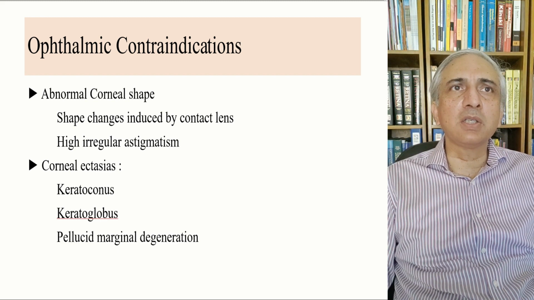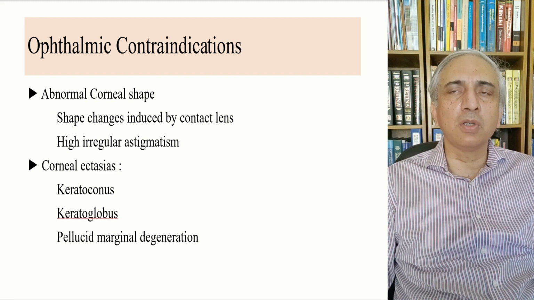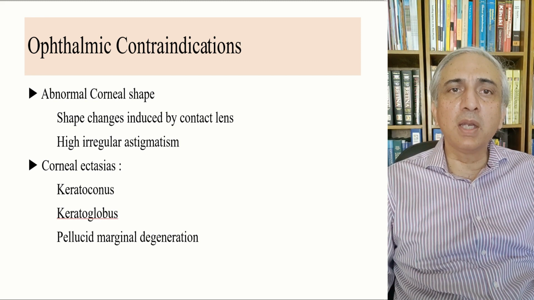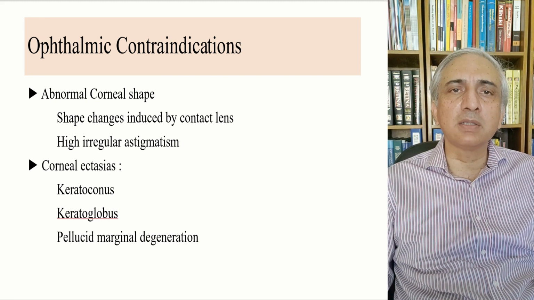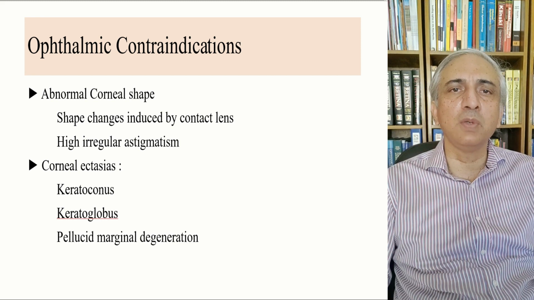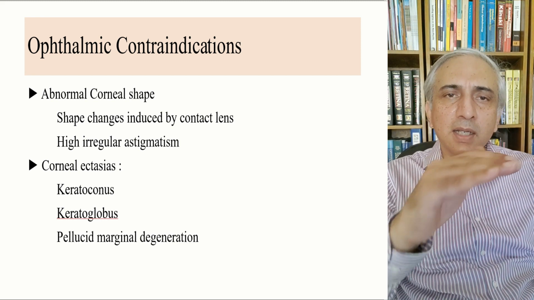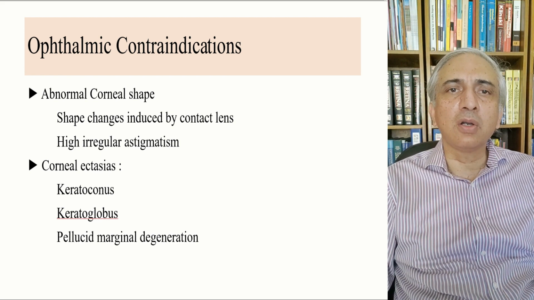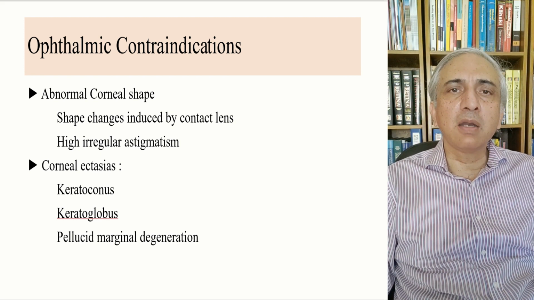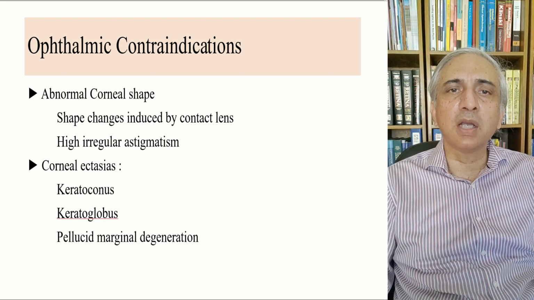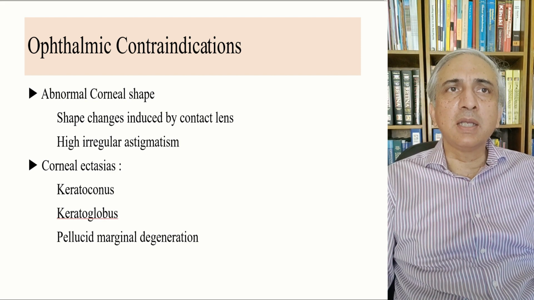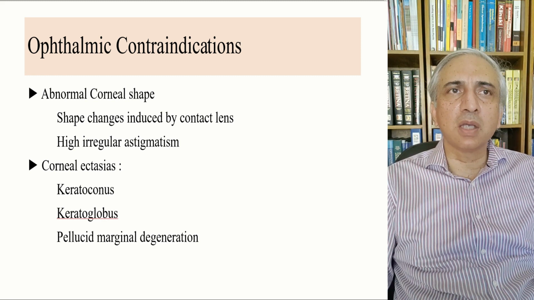Ophthalmic contraindications include abnormal corneal shape changes induced by contact lenses. So if somebody's wearing contact lenses, you need to ask them to discontinue them for at least 2 weeks, because contact lenses tend to flatten the cornea, and that tends to miscalculate your topography readings. High irregular astigmatism, that produces higher aberrations as well. Corneal ectasias, which include keratoconus, keratoglobus, and pellucid marginal degeneration.